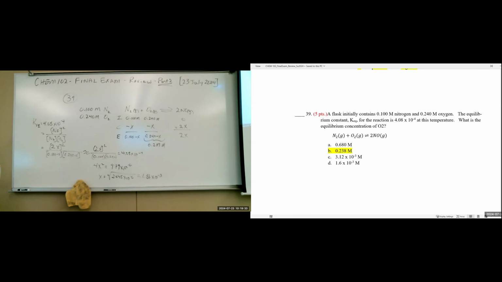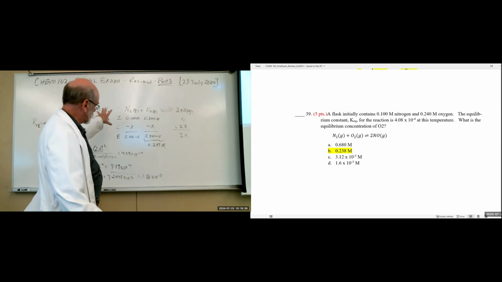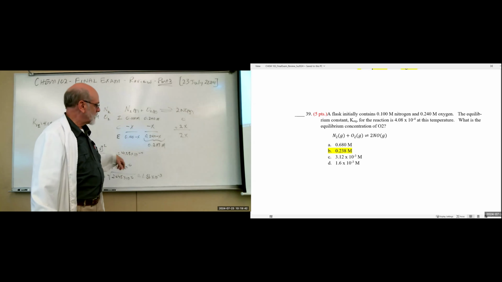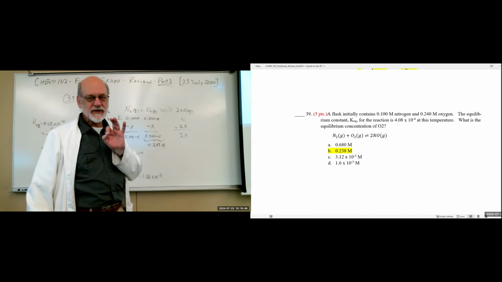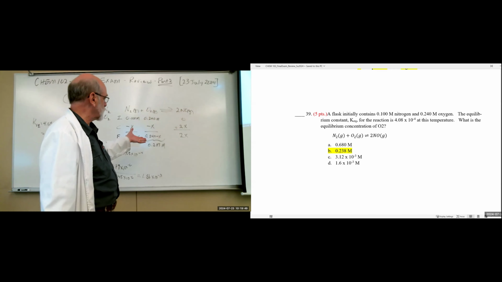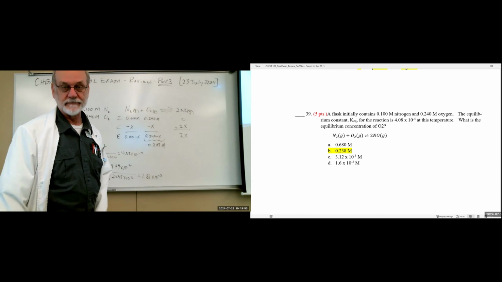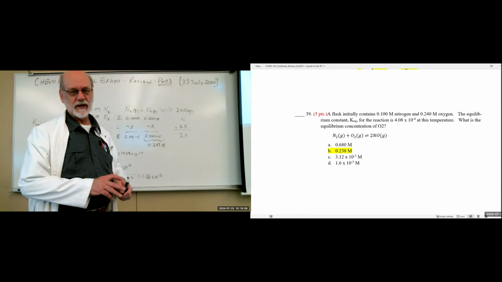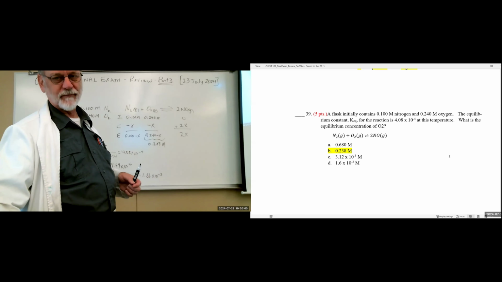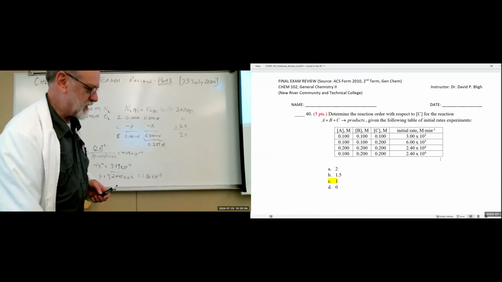Now, based upon your choices, once you set up the ICE table, you know that X is going to be very small. So just look at your choices. Which one comes closest to 0.24 with just a little bit missing? 0.238. So you could save yourself a lot of trouble on a multiple choice question. All right, number 40.